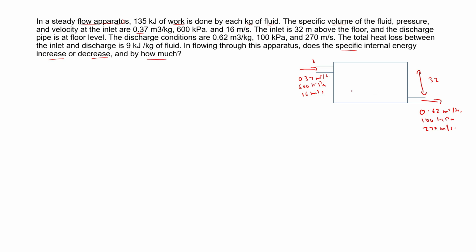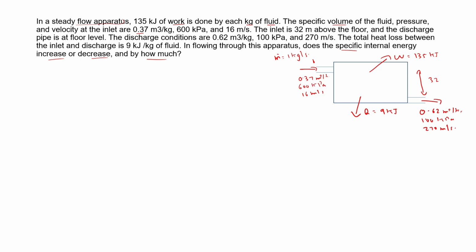Here it is given that it is doing a work of 135 kilojoules, so the work done is equal to 135 kilojoule per kilogram. Let us assume that the mass flow rate, which is not given, is 1 kilogram per second, m dot. The total heat loss between the inlet and discharge means you are losing heat, so Q is equal to 9 kilojoule per kilogram of fluid, so it is 9 kilojoule.